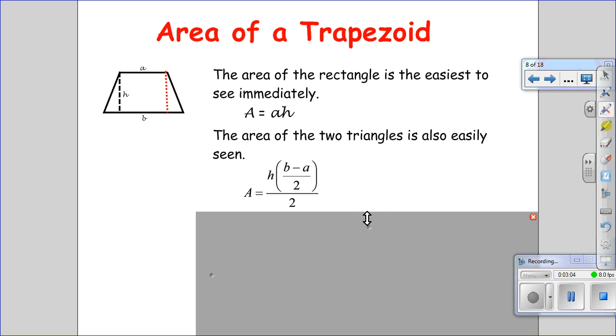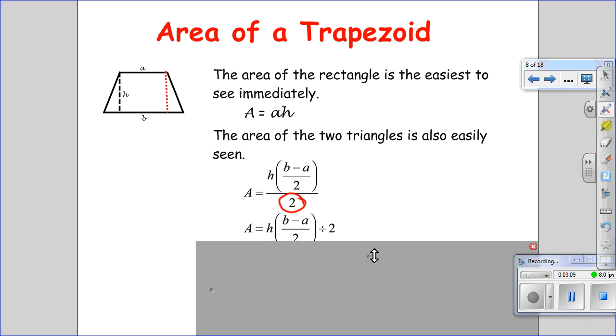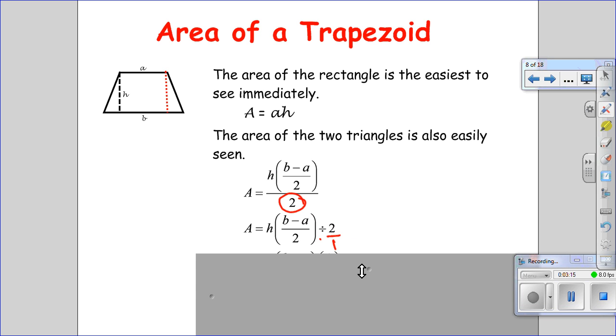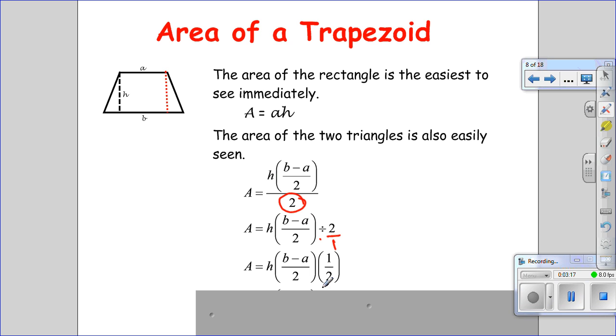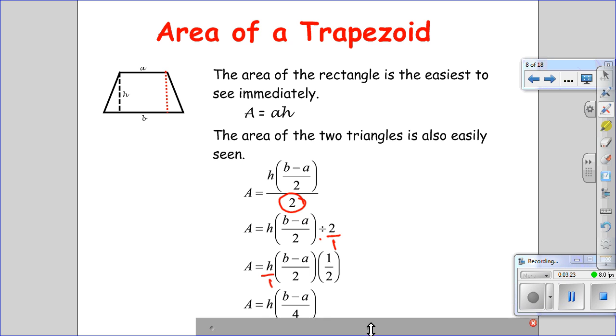So when I'm looking at the two triangles, this is really cluttered, and I don't like looking at my divide by 2 that way. So I generally rewrite it like this so I can see the 2 after. And I can remember that divide by 2 is the same thing as multiplying by a half, and I can multiply straight across because H is the same as H over 1. So I've ended up with H times B minus A all over 4.